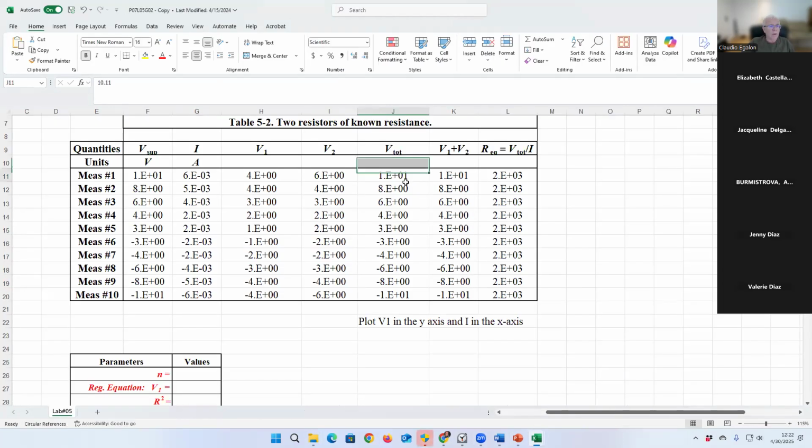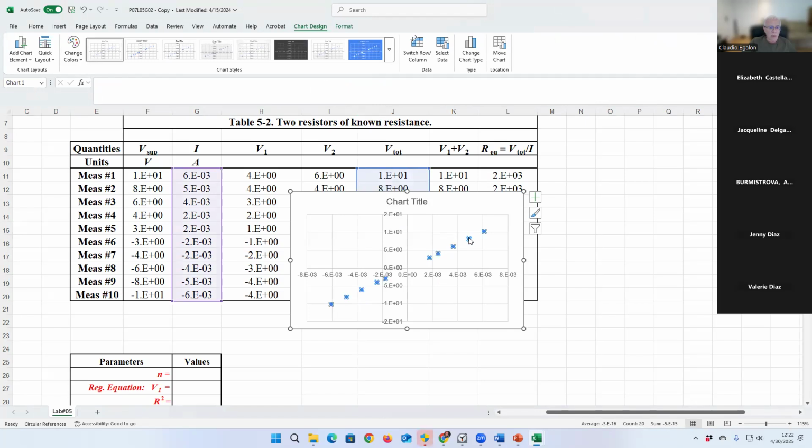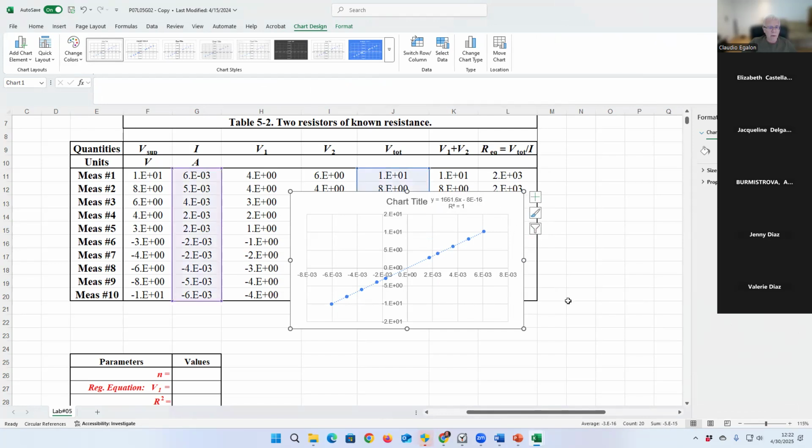Okay, so V total, right? V total and I, you did that, right? Yes. Chart, trend line, R square and equation. Okay, the slope is 1661 for V total. Did you get this? Any of those slopes did you get? I did not. You didn't? Okay.